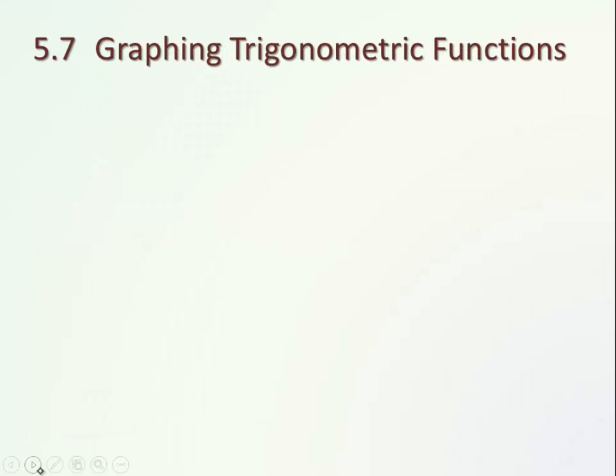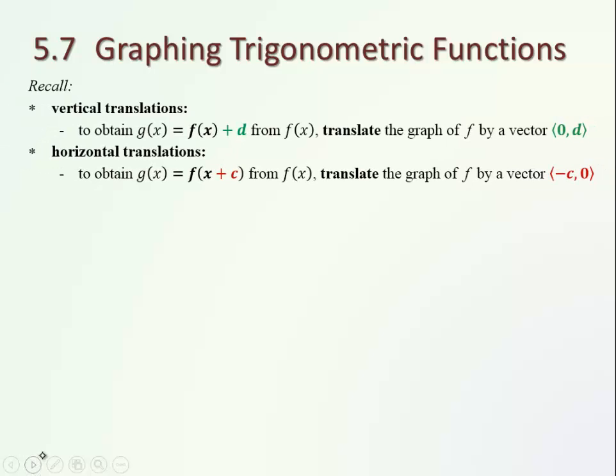This lesson is about graphing trigonometric functions. Let's recall transformations of graphs. In order to obtain a new function g from the known function f, just by adding number d outside of the function, we need to translate the graph of the original function f by a vector (0, d). That means if d is positive, we are moving it d steps up.